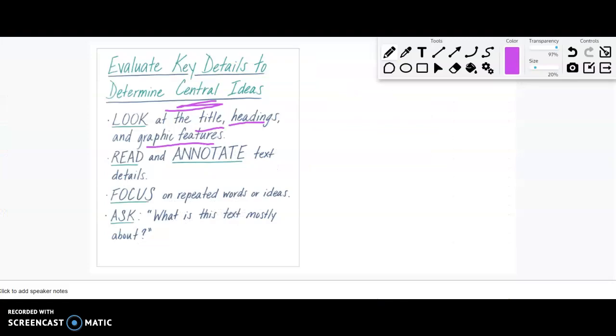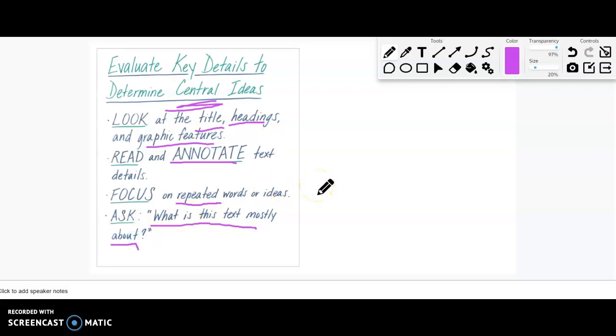and help you understand what it is mostly about. So you're going to read and annotate. Annotate just means to underline and interact with the text. So when I say underlining the details, that's that. Focus on things that are repeated. That's a good clue if you're not sure what to look for. Look for things that they say multiple times. And then you're really asking yourself, what is this text mostly about?